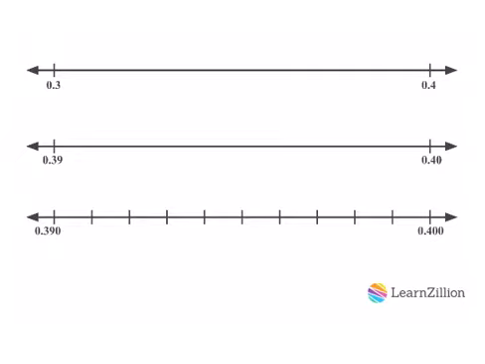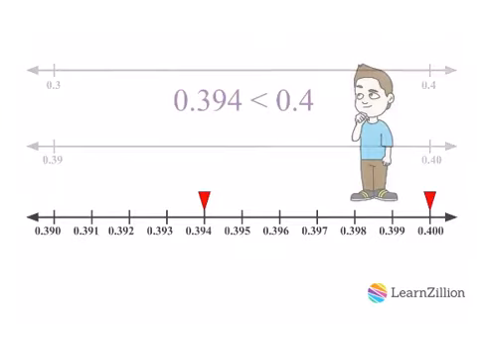Jacob plotted the values in between those endpoints, and then he plotted the values he was comparing on the number line. 394 thousandths goes here, and 4/10 or 400 thousandths goes here. Now Jacob could easily see that 394 thousandths is less than 4/10.